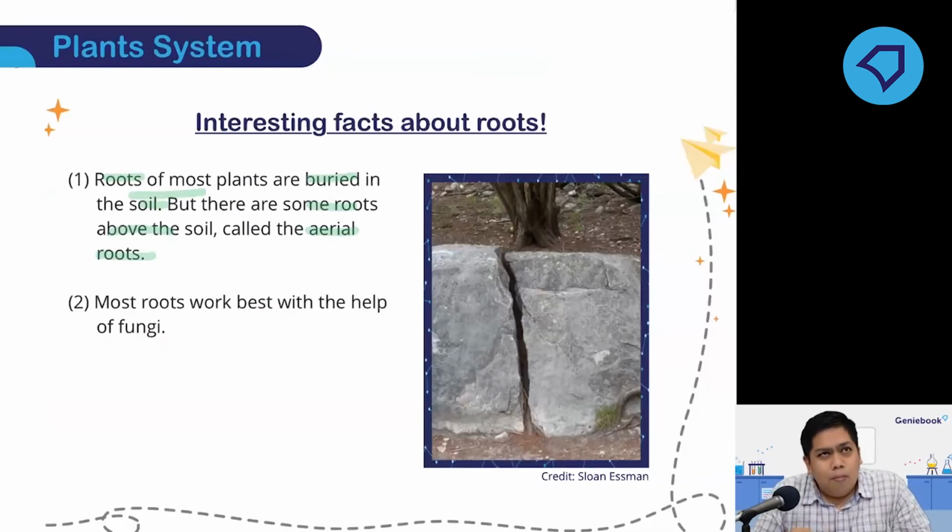And do you know that most roots work best with the help of fungi? So you've learned about fungi from the diversity theme under the fungi topic, right? So actually roots work best with fungi. Any of you know why or not? It has something to do with the minerals again. Every time has something to do with the minerals.